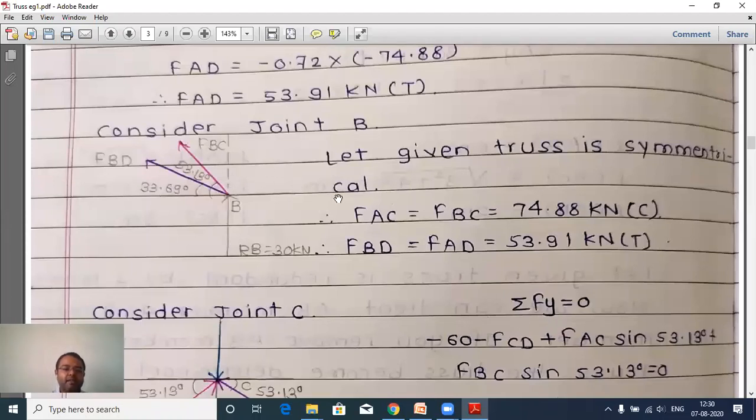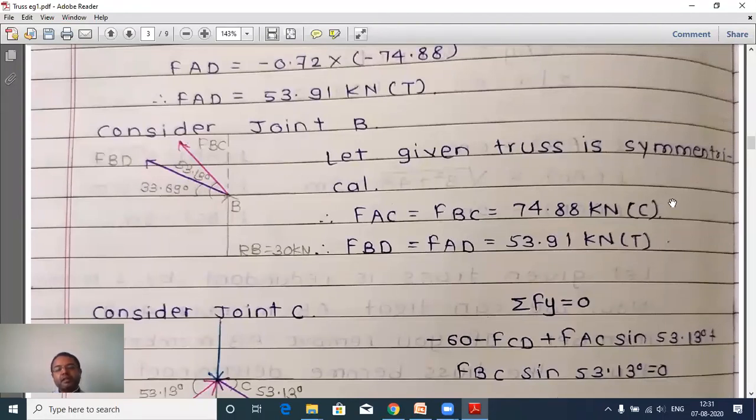Again, apply the... First, we are not required to solve joint B, because if you look towards the total truss, the given truss is totally geometrically symmetric. So joint A and joint B both are symmetric. That's why you can directly write the forces over here, along with the nature.